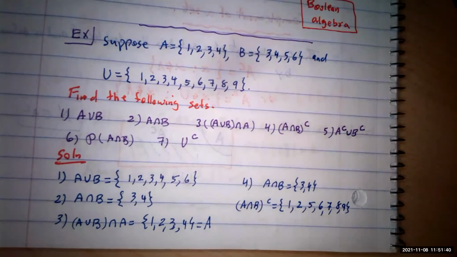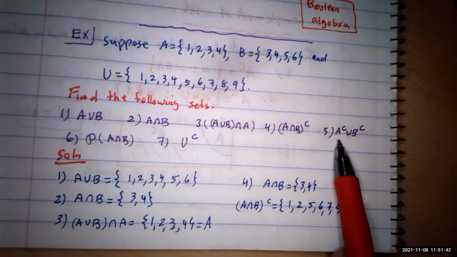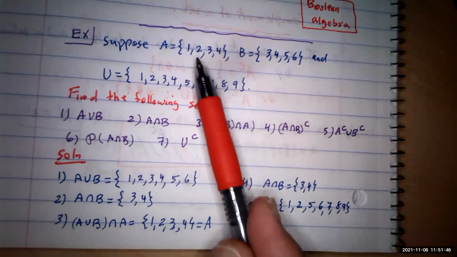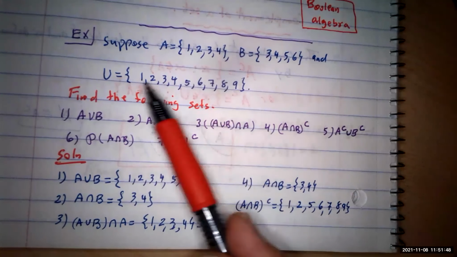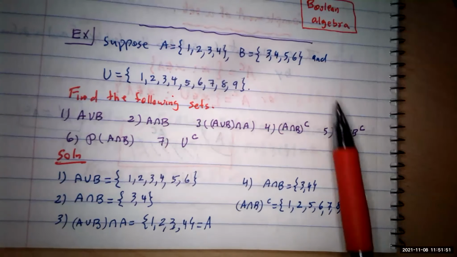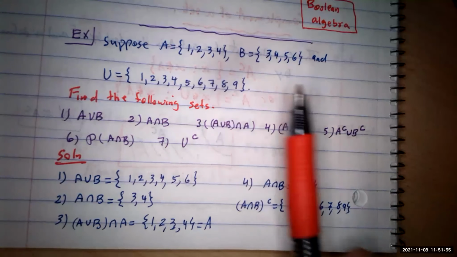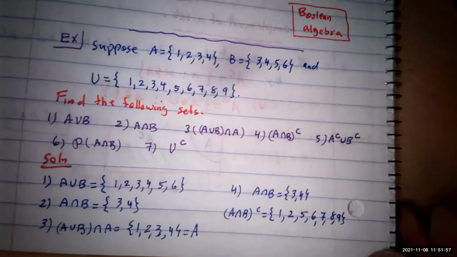Now, number 5, I'll go to the next page and explain it. A complement union B complement. You have to find the A complement. You drop 1, 2, 3, 4 from this. B complement, you drop 3, 4, 5 and you get the leftover, okay? So let's go and get A complement union B complement. That's number 5. Just rewrite it. I want A complement union with the B complement.